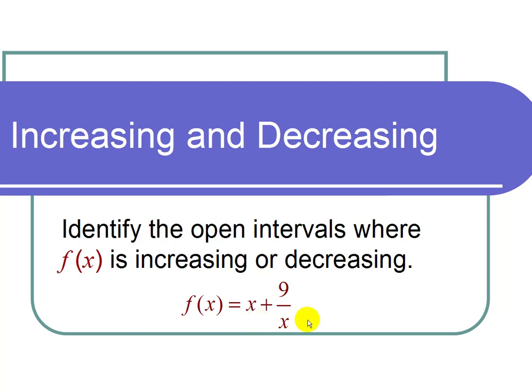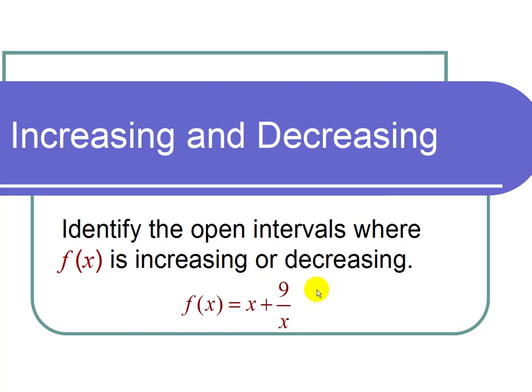There's a theorem that states that a function is increasing when its derivative is positive, and it's decreasing when its derivative is negative. So we're going to find out when the derivative is neither positive nor negative. So that means it's either 0 or undefined. So let's take the derivative of f of x.